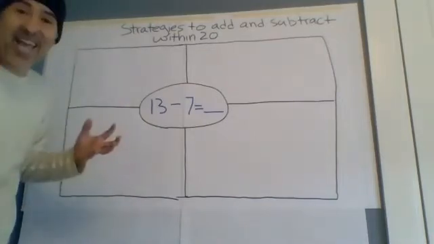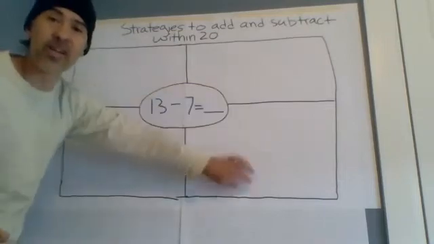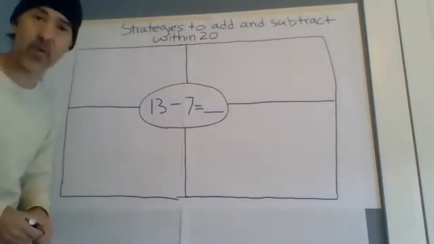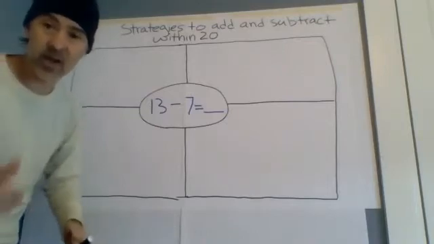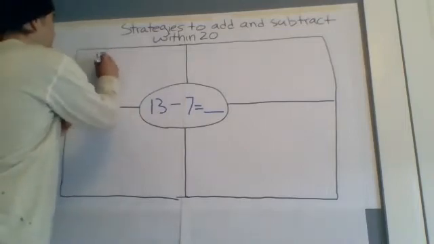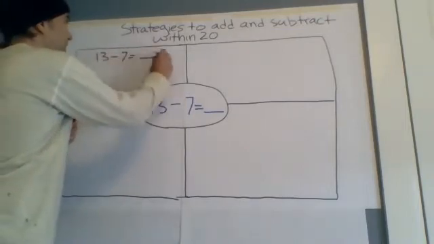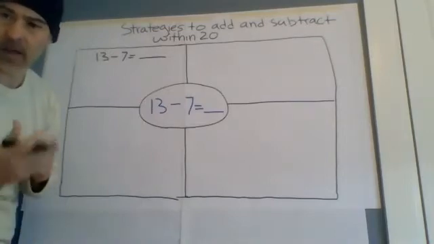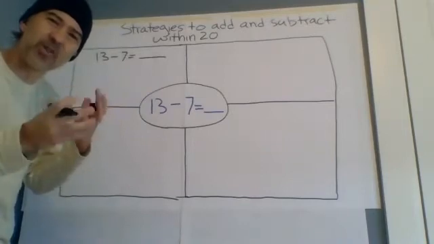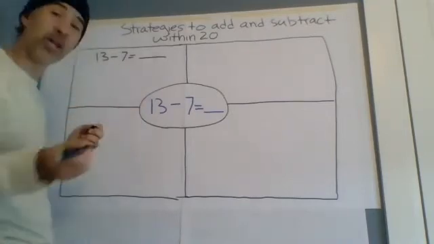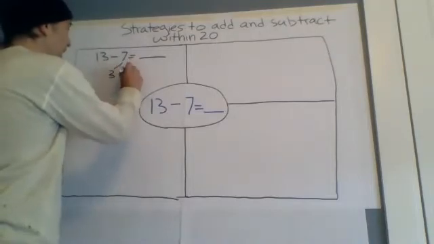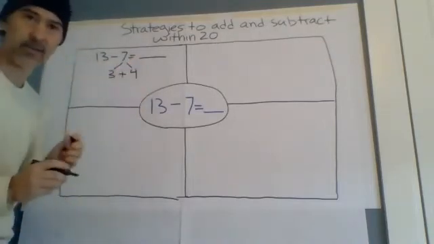So today I'm going to model 4 different ways, strategies we can use to subtract 13 take away 7. All right, are we ready? Here's my first one. I'm going to look at 13 take away 7 equals, I don't know. Well, I have a hard time with taking 7 from 13, so I need to do something right now. And what I'm going to do is I'm going to take my 7 and break it into a 3 and 4 ones.